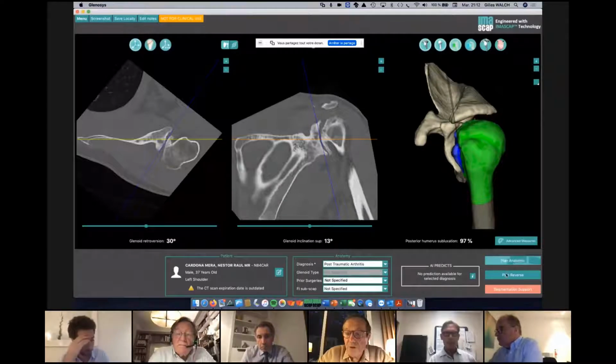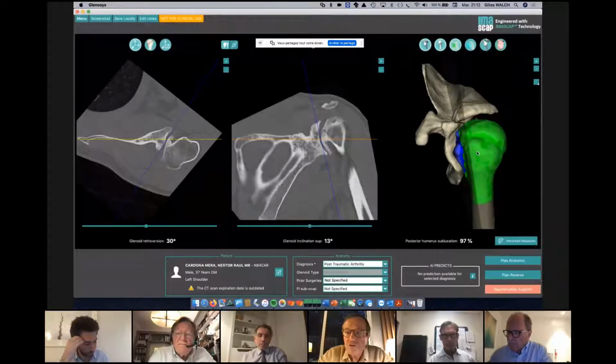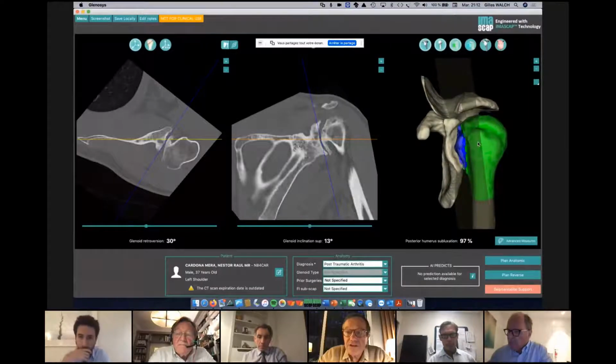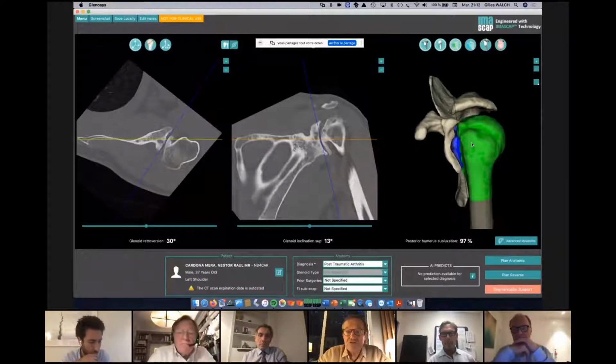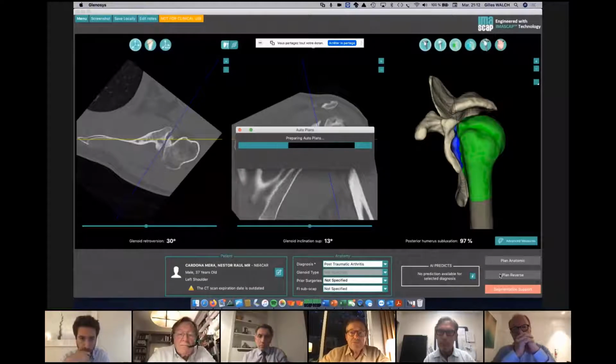And I would decide to do reverse because there is 97% of posterior subluxation of the humeral head, and I'm not able to correct that with any kind of anatomic arthroplasty or soft tissue procedure. And so that's the reason why, even though the patient is 35 years old, I would choose to do a reverse.